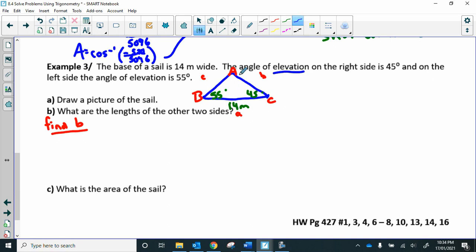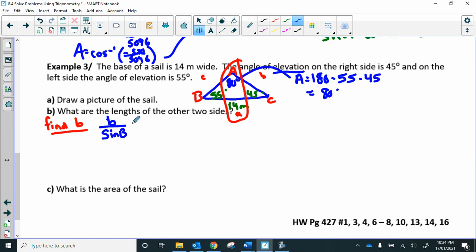Because I'm given the side is 14, I really want this angle in here. So angle A is going to be 180, subtract 55 and 45. That's going to give me an angle of 80 degrees. So this is 80. Now I have my side angle pair. I can see that I have both of the A's. If I want to find b, I'm going to start with b over sine B. And my side angle pairs are my A's.